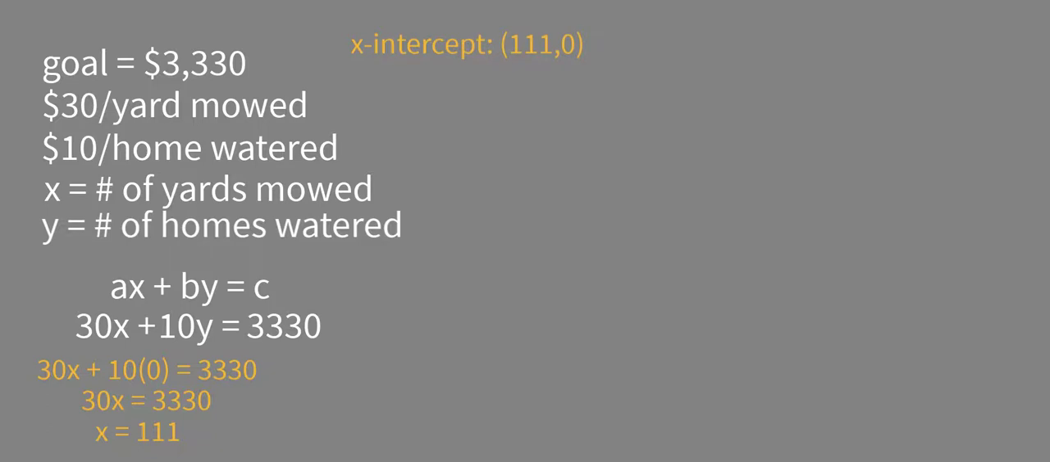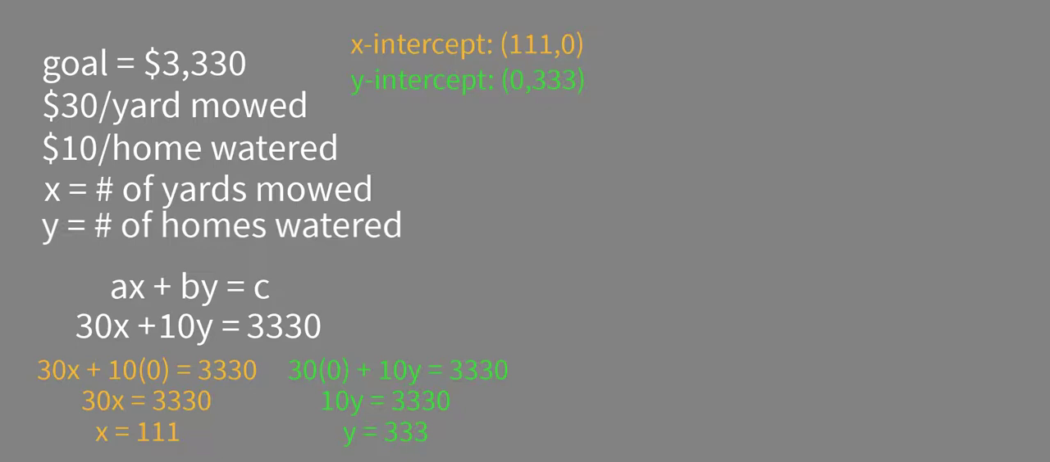Now let's go ahead and find the Y-intercept. So that's going to be when X equals 0, so 30 times 0 plus 10Y equals 3,330. 10Y equals 3,330. Divide both sides by 10, and we get that Y equals 333. So the Y-intercept is going to be 0, 333.